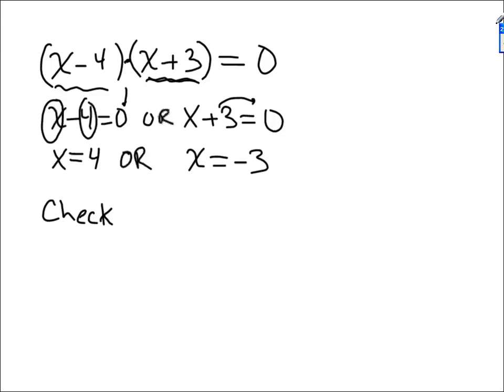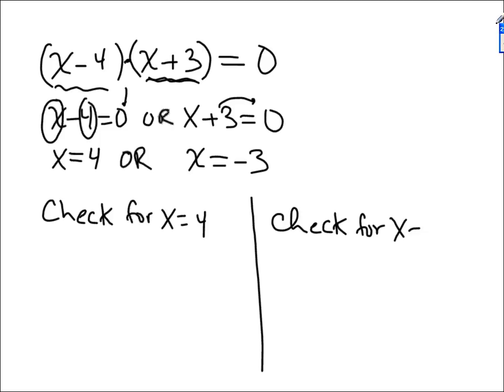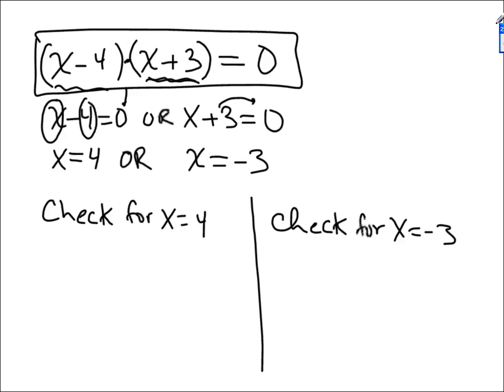We can check this. Let's do the check for x equals 4, and then on the right side, we'll do the check for x equals negative 3. So I recopied the first equation with a couple of variations. Instead of x, I'm going to write 4. And instead of an equal sign, I'm going to put an equal sign with a question mark on top, because I don't know that they're equal. If I knew 4 worked, I wouldn't check.